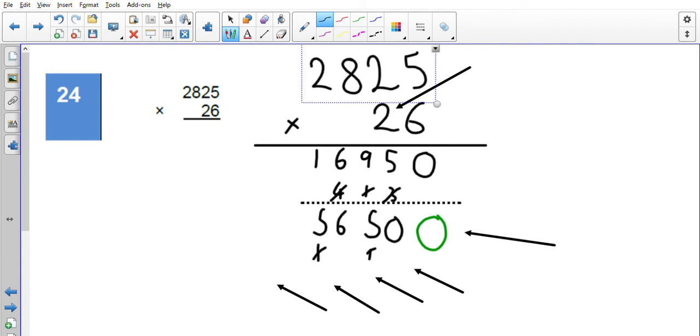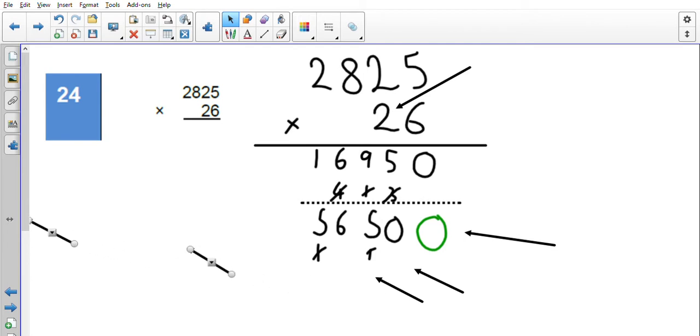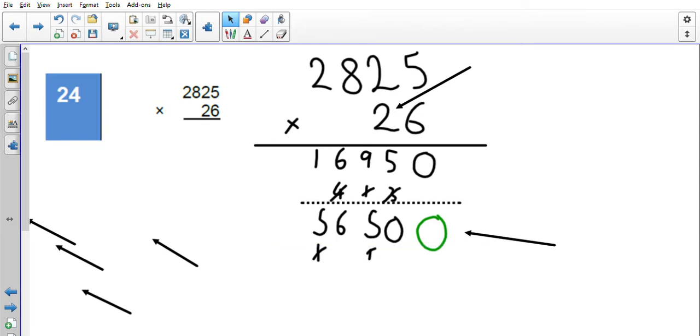Okay, then I've got all of these in here, and if I move my arrows out of my way, I can then work this through here. Okay, and then it's as straightforward as adding these two up now.